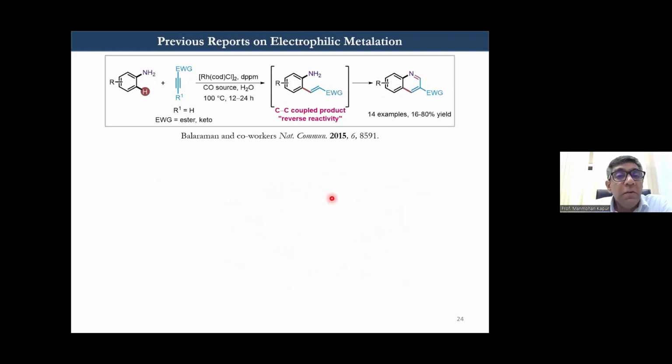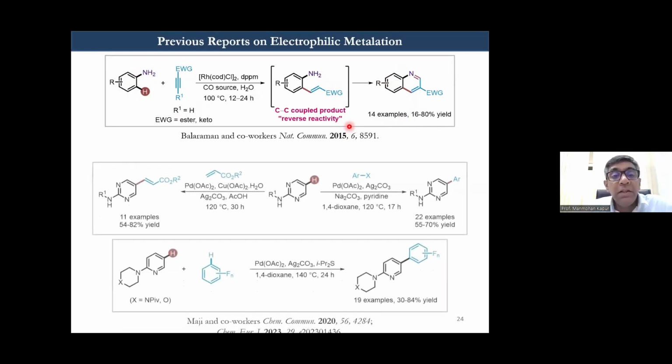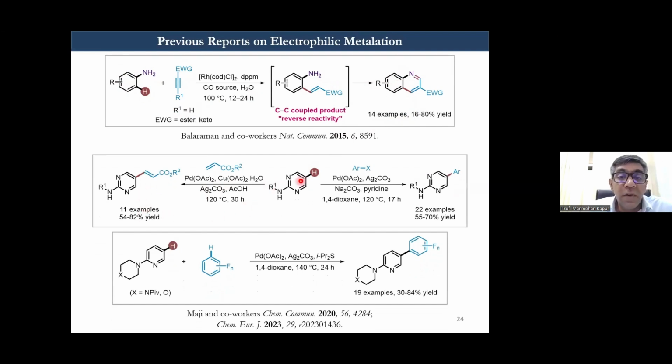Balaraman and co-workers in 2015 also demonstrated an electrophilic metallation in which they were now able to pick up a carbon monoxide at this particular position to generate quinolines from anilines using this particular electrophilic metallation. And then Maji and co-workers also demonstrated the functionalization of this pi basic site. You can see here now this is a pyrimidine. This is not electron rich, but because of this amino group, this pyrimidine becomes pi basic at this site, because of which you can now carry out an arylation at this position, or you can do a dehydrogenative Heck or an oxidative Heck reaction at this position.